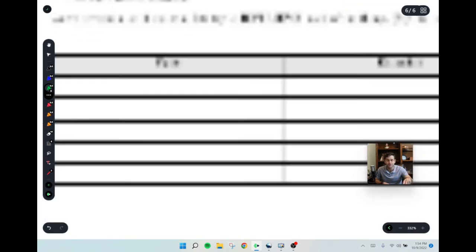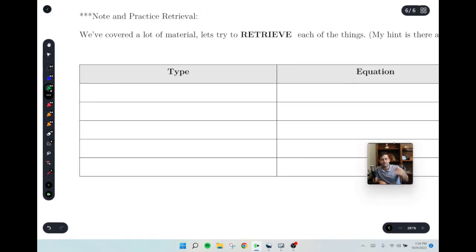All right? Notes and practice retrieval. I think this is pretty cool. What are the things we talked about? I'll give you the type. You retrieve the equations. Without looking backwards, we're going to try to say everything we learned today. Well, we learned point-slope form. Can you retrieve the equation without looking? We learned slope-intercept form. Can you retrieve the equation without looking?